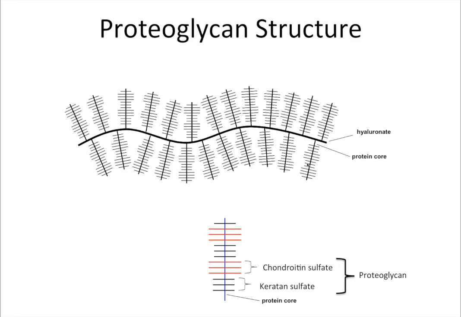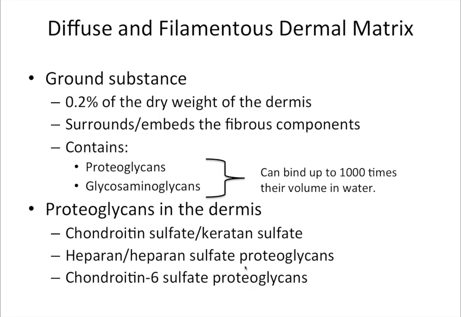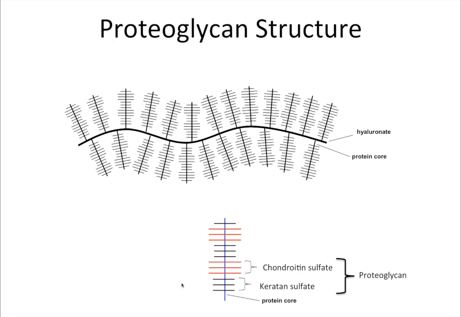So in this example, if we blow this up a little bit or magnify it, you can see that these longer red things here belong to chondroitin sulfate, and these shorter ones belong to keratin sulfate. And again, this is just an example of the one type of proteoglycan. You could also have heparin sulfate present in that section, or you could just have chondroitin 6 sulfate.